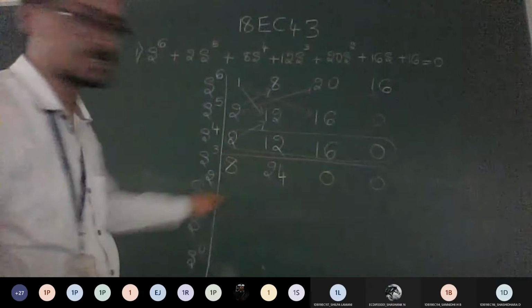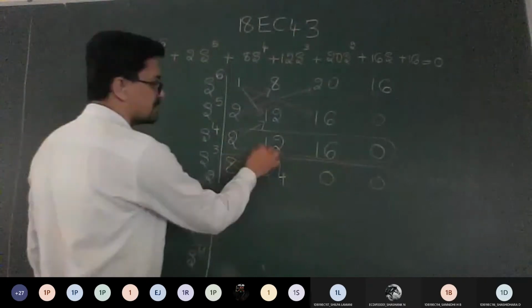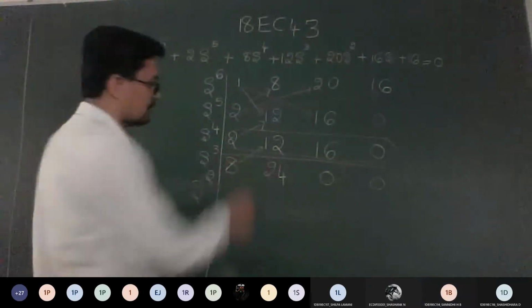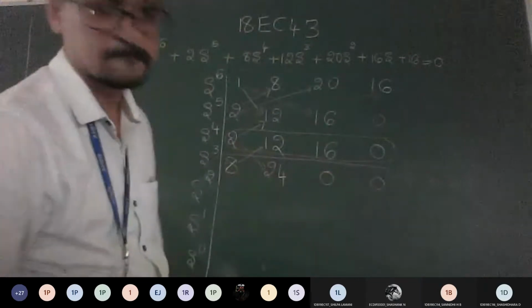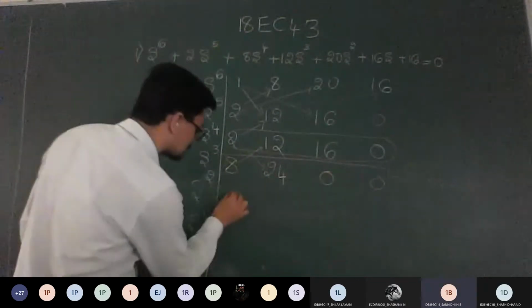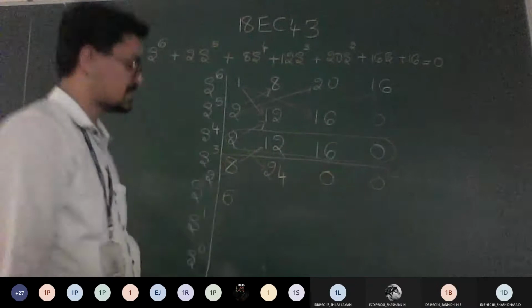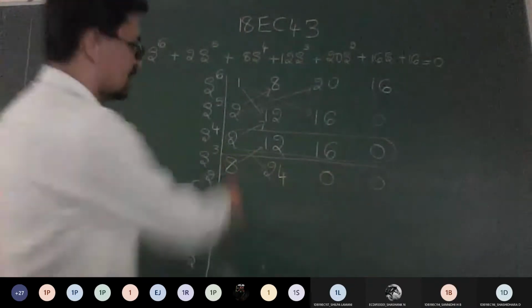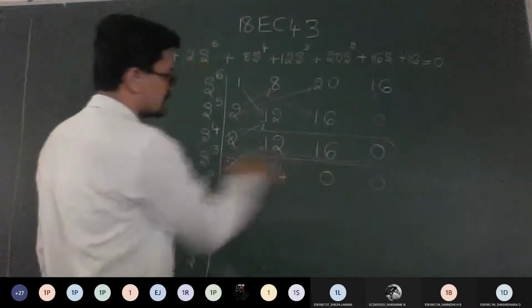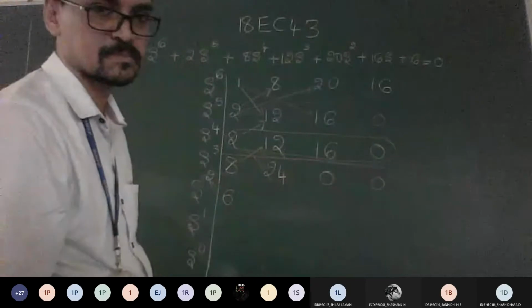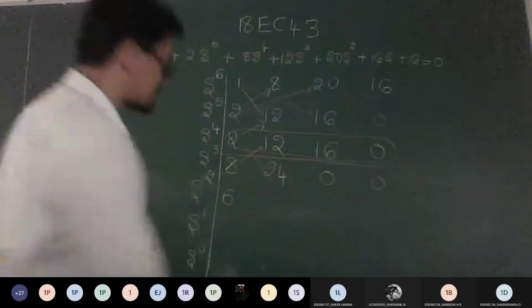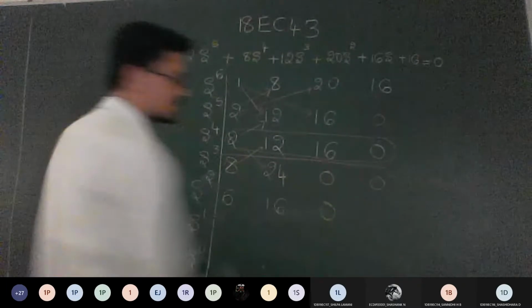Check out what the answer is. So to get this answer, what should I do? 8 into 12 minus 2 into 24, divided by 8. How much here? 6. Good, so you got the answer as 6. Next, 8 into 16 minus 0, divided by 8. How much? 16. Good. After that, 8 into 0, so this answer is going to be 0.